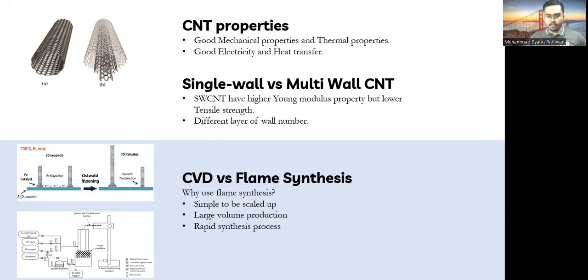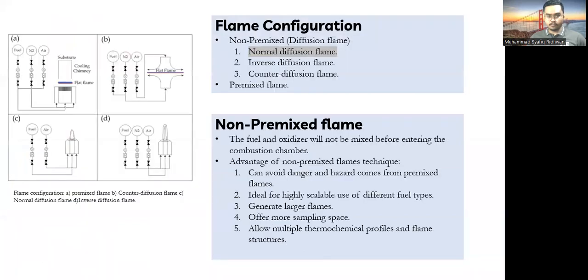To produce CNT, two methods are conventionally used: chemical vapor deposition, CVD, and the other one is flame synthesis. Why do we need to use flame synthesis? Actually, the flame synthesis process is simple and cost saving compared to chemical vapor deposition. It can produce large volume production and lastly, save time because of the rapid production process.